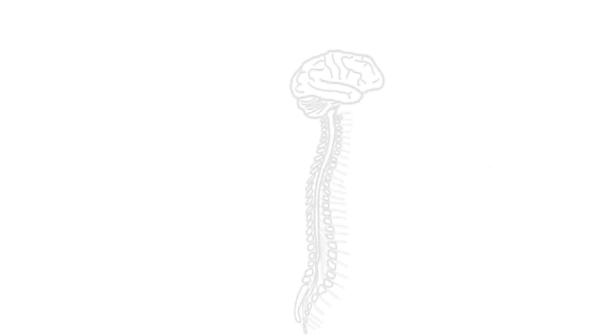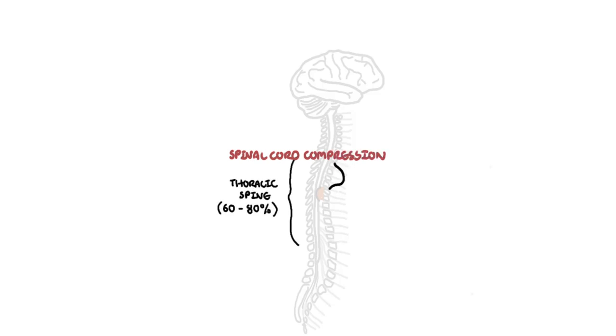Spinal cord compression has a propensity for certain regions of the spine. The most common level of spinal cord compression involvement is in the thoracic spine, between 60 to 80%, and this is followed by the lumbar spine, roughly 25%, and then the cervical spine. Multiple spinal levels are involved in up to 50% of patients with metastatic cancer to the bones.